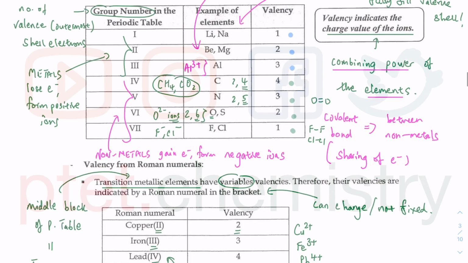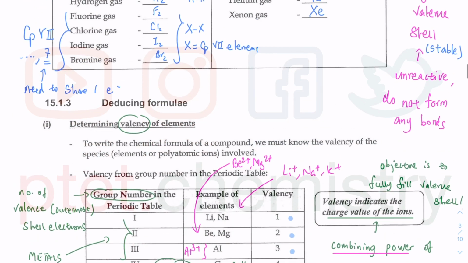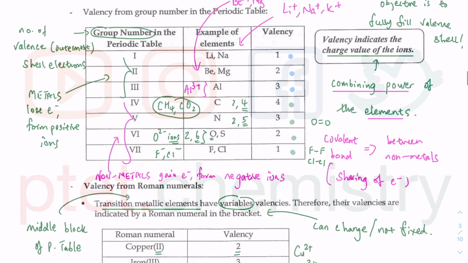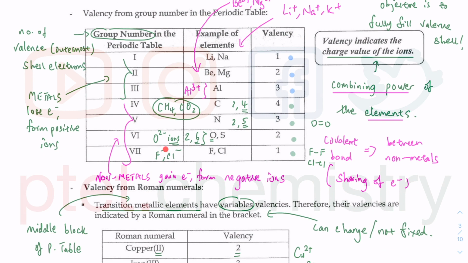For the nonmetals, we talked briefly about some of them. They will form ions if their partner for bonding is a metal, because metals and nonmetals like to form ionic bonds. But nonmetals and nonmetals like to form covalent bonds. So valency could also be an indication of how they would like to combine with each other. So it's the combining power of the elements.